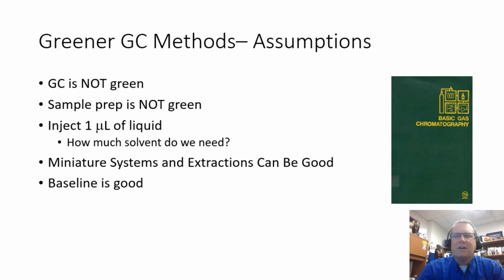One thing we do in gas chromatography all the time is inject 1 microliter of liquid. That's what we do. Question: how much solvent do we really need? Miniature systems and extractions can be good, and I think we'll see some of that technology a little bit later. And another assumption that we make is that we tend to see a lot of chromatograms, especially in vendor application notes and places like that, where they have a lot of baseline. Looks good, but hey, if all I'm looking at is baseline, am I looking at data that I'm using? No. So think about that in terms of efficiency. All that baseline looks good. Your peaks are lovely separated, but boy, you could be doing something much more useful with that time, couldn't you? And much more efficient.